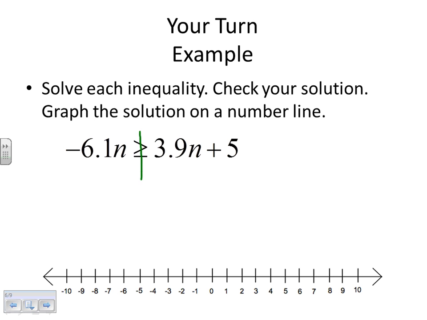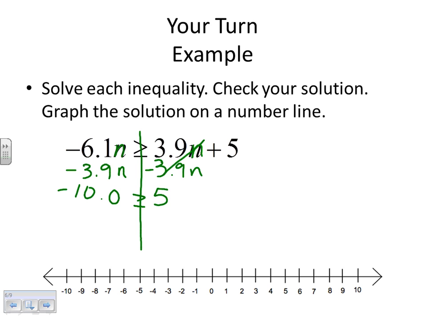All right, so we are going to draw a line down that sign, and we have a variable on both sides, right? So we need to move them all to one side of the equal sign, or inequality sign. Whoa, that was a mess up. Subtract 3.9, and I'm going to subtract 3.9 from this side. 3.9n cancels, and I'm left with 5 over there. And I've got a negative 6.1n minus a 3.9n. So that gives us negative 10.0n.